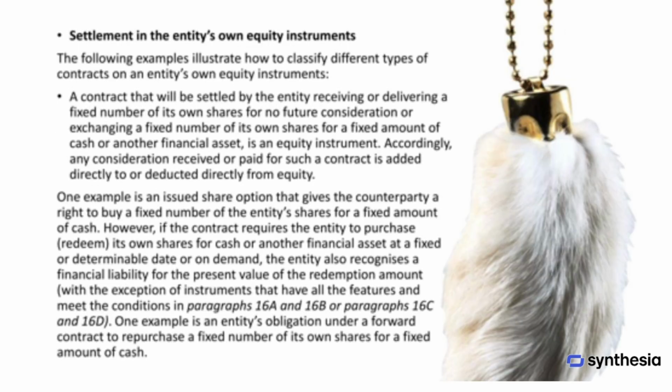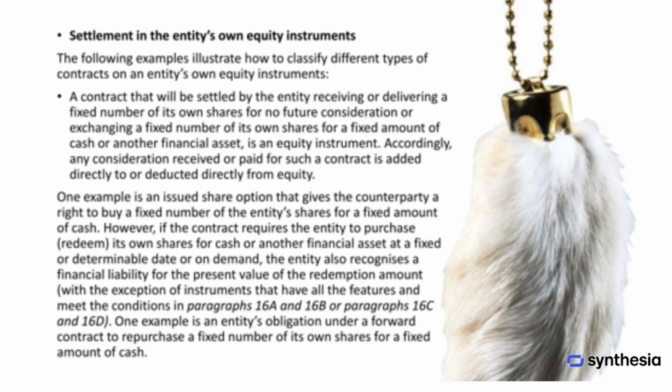Settlement in the entity's own equity instruments can be illustrated with a few examples. A contract that will be settled by the entity receiving or delivering a fixed number of its own shares for no future consideration, or by exchanging a fixed number of its own shares for a fixed amount of cash or another financial asset, is classified as an equity instrument. Any consideration received or paid for such a contract is added directly to or deducted directly from equity. One example of this is an issued share option that gives the counterparty the right to buy a fixed number of the entity's shares for a fixed amount of cash.